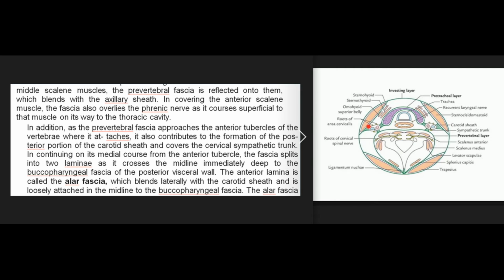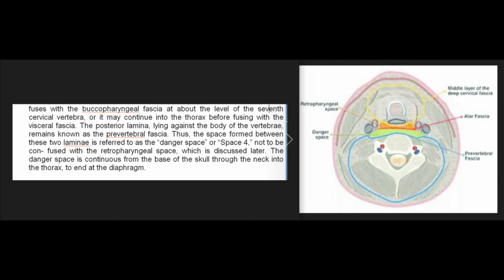The anterior lamina is called the alar fascia, which blends laterally with the carotid sheath and is loosely attached in the midline to the buccopharyngeal fascia. The alar fascia fuses with the buccopharyngeal fascia at about the level of the seventh cervical vertebra, or it may continue into the thorax before fusing with the visceral fascia. The posterior lamina, lying against the body of the vertebrae, remains known as the prevertebral fascia.